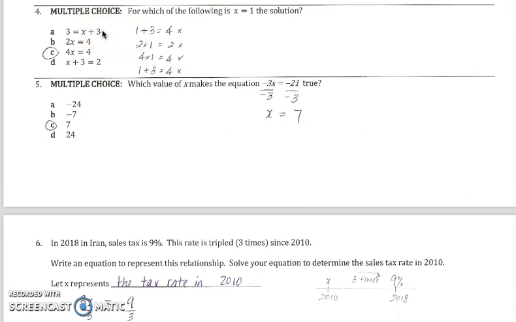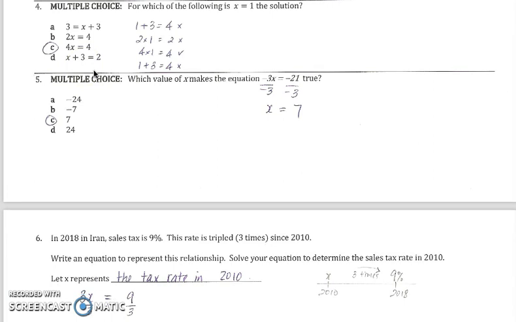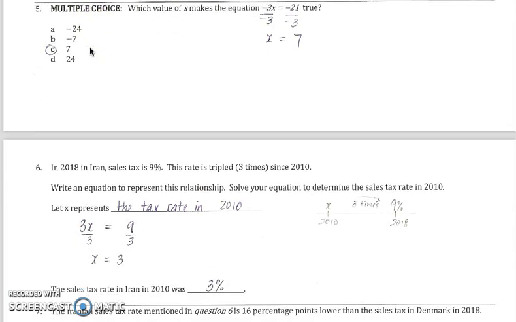I have 4 equals 3? No. Equation B. Multiply 2 by 1. You get 4? That's not true. Equation C, 4x, so 4 times 1 equals 4. That's true. So that must be our answer. And just to make sure we don't miss anything, 1 plus 3 is 2, which is not right, so it can't be true. So the final answer is C.